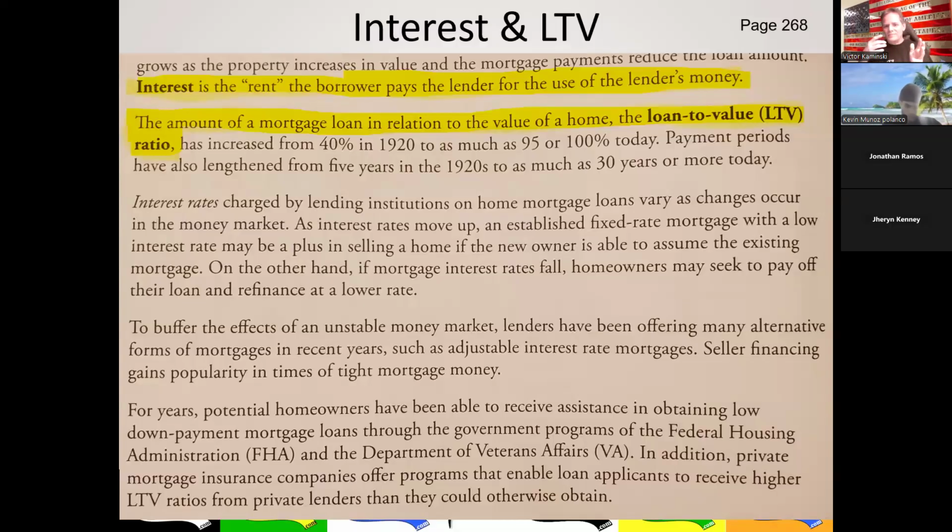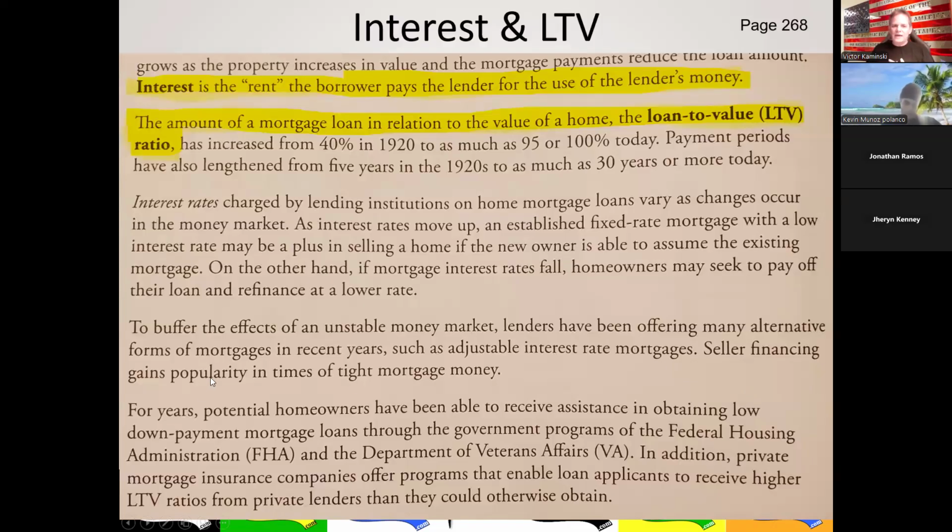And then the lenders were not lending at this time. So when lenders aren't lending, how do you buy a house? So to buffer the effects of unstable money markets, lenders have been offering all kinds of alternative forms of mortgages in recent years, like adjustable rate mortgages, which actually shift the risk or reward of rising or falling interest rates to the borrower.